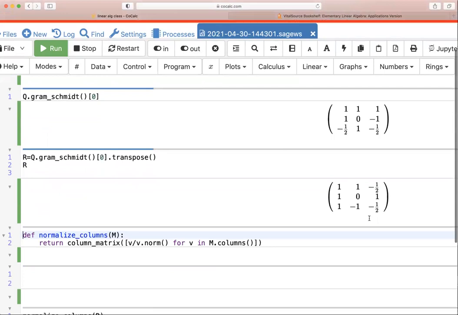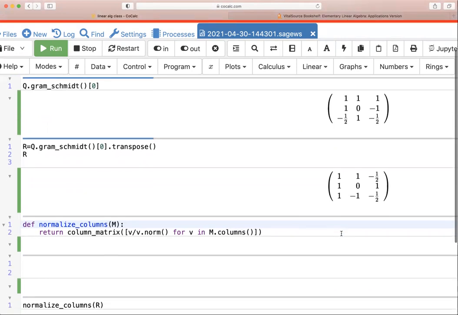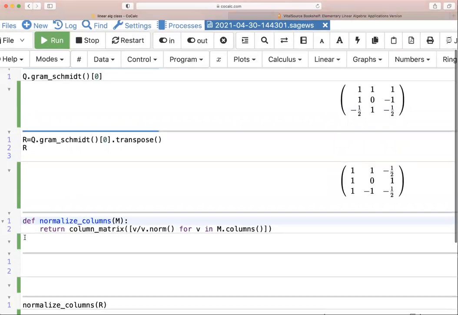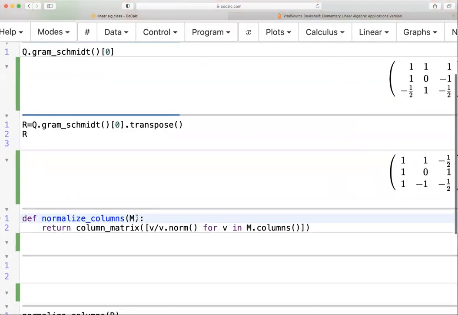Okay, so this is what the Gram-Schmidt process gives us, but as we see, this first column, its norm is square root of 3, and so we need to just normalize down to 1. And so I just wrote a very short routine or function that takes a matrix. I'm calling it normalize columns. And what does it return? Well, okay, this first command, column matrix, is just saying we're going to give it a list.